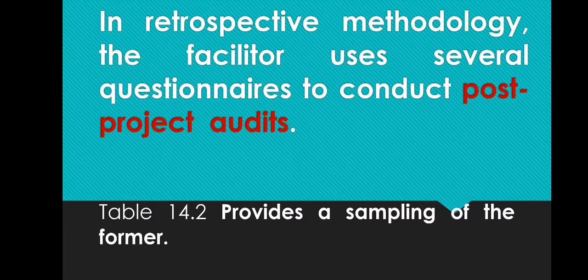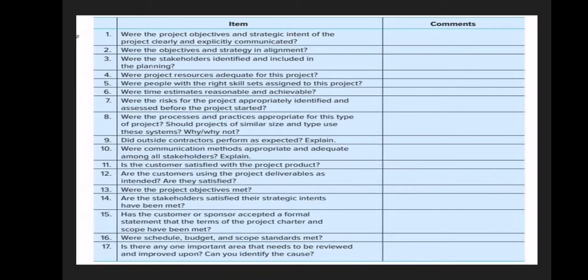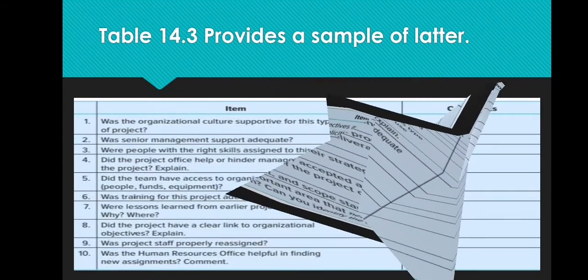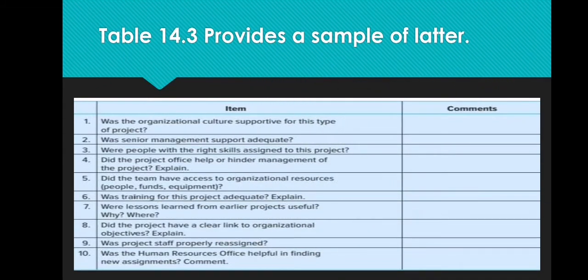Let me show you the two questionnaires used to conduct post-project audits. The first table provides a sampling of the former. The former is the previous or initial questionnaire, and this is the project process review questionnaire. The second table provides a sample of the latter. The latter is the opposite of the former, which is the last or final survey or questionnaire, and this is an organizational culture review questionnaire.